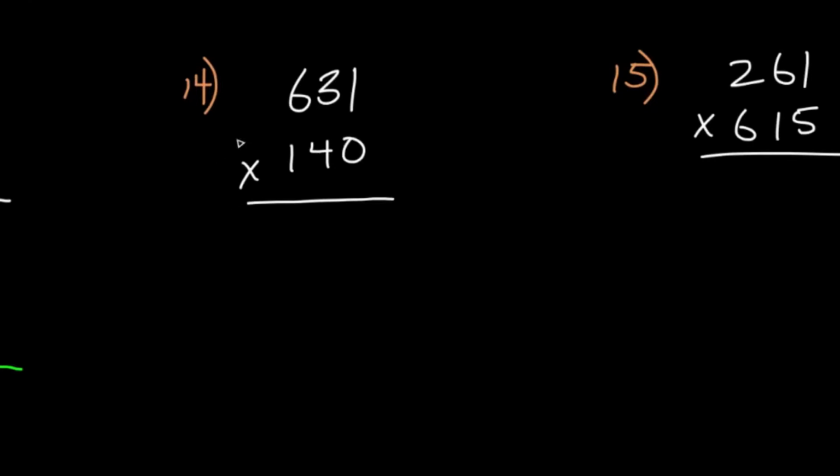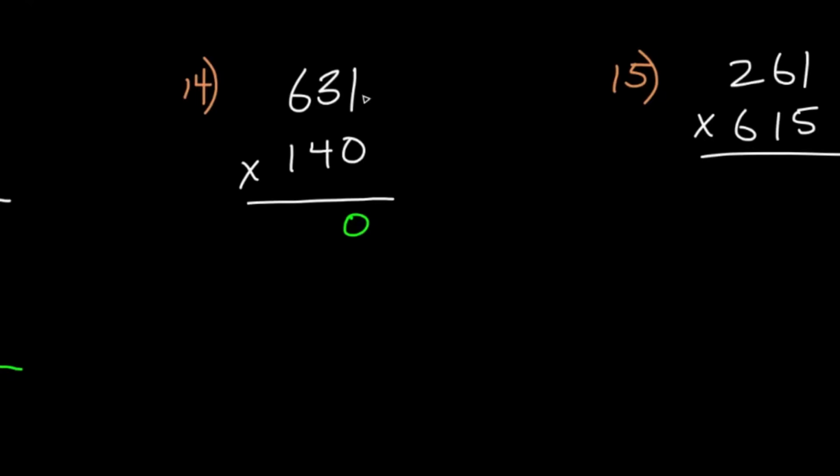Number 14, we have 631 times 140. Now we haven't seen something like this yet, but if we're going to multiply by 0, well, it's just going to be 0 all the way across. So I don't have to do anything here for this ones place. So now I'm going to multiply by 40, but what I need to do is put that 0 there as a placeholder. So now I can just think about it as multiplying by 4.